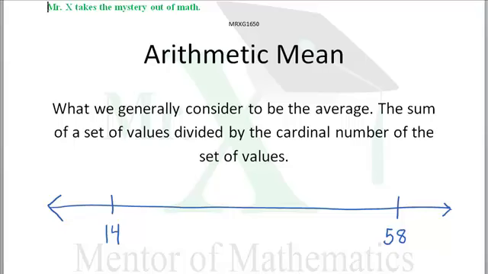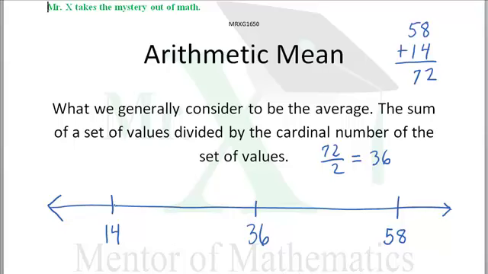Now what's the average of 14 and 58? Well, it's the arithmetic mean. It's the number exactly halfway in between. We can get that a couple of different ways. We could add the 58 and the 14 in either order, and I think we get a 72, and we divide that in half, we get a 36. Half of 72 is 36.